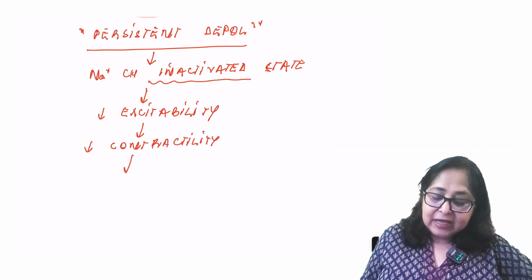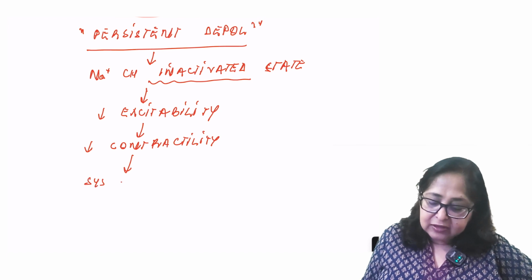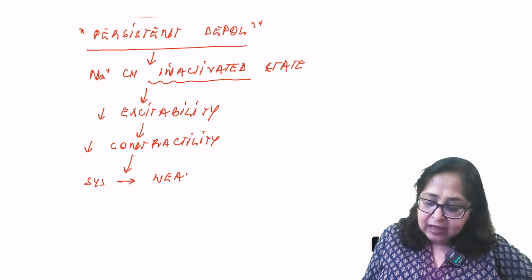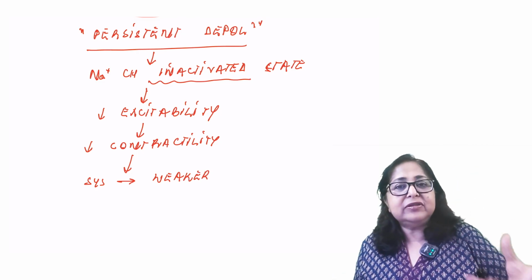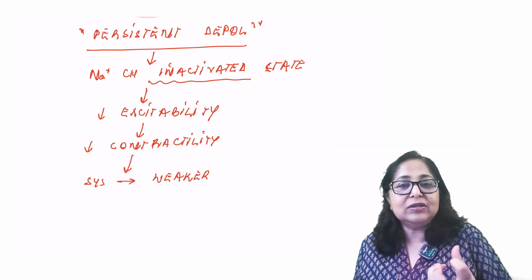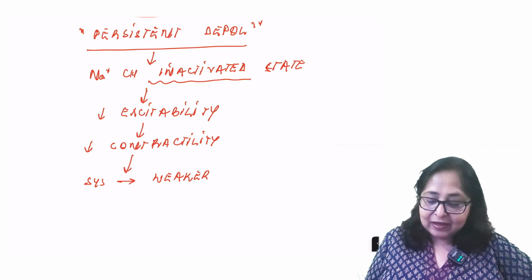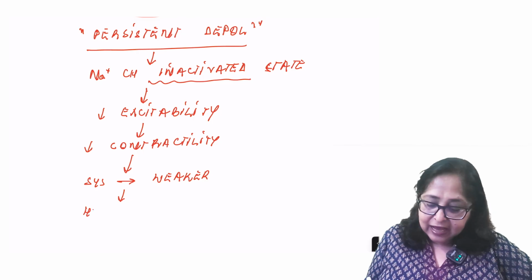So what happens now? The systoles of the heart will become weaker and weaker. If there is reduced excitability and reduced contractility, systoles start becoming weaker and weaker. The heart dilates.